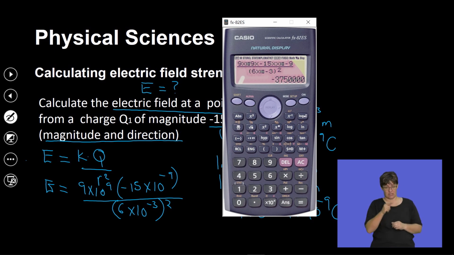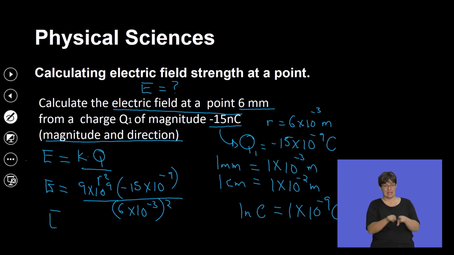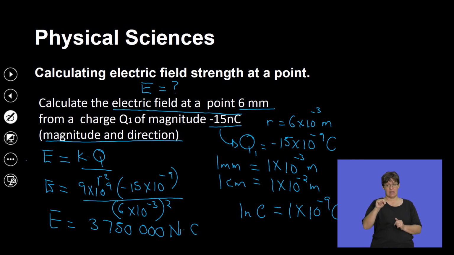We shall try and break this down. So this is like what? 1, 2, 3, 4, 5, 6. Okay, so it's like 3,750,000. I'm going to write that down. So E is equal to 3,750,000 Newtons per Coulomb, right?